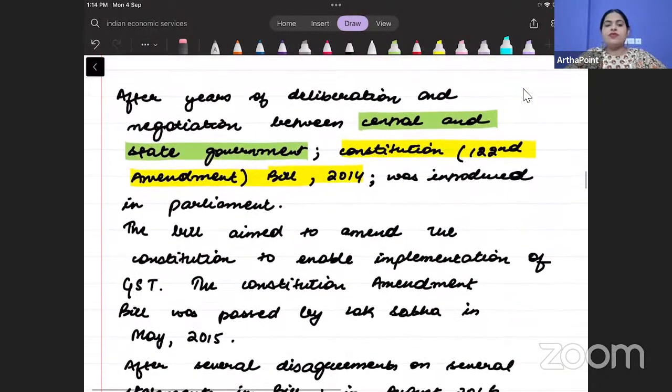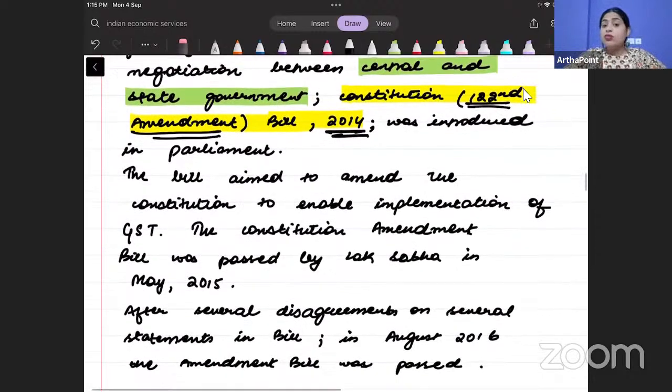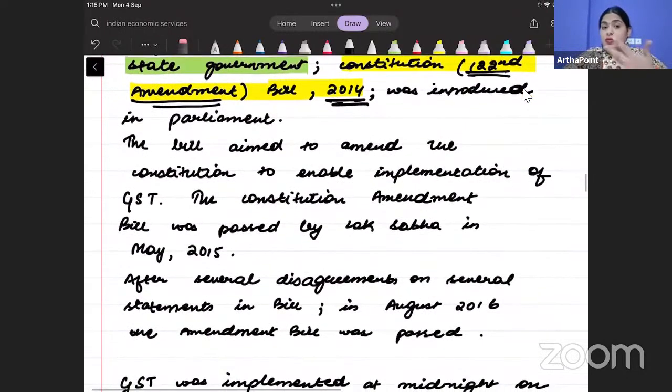Okay, come further. After years of deliberation and negotiation between center and state, Constitution finally passed a bill in 2014. So that bill was known as beta 122nd Amendment. So ये जो Constitution bill था, it was passed in 2014, right? What was the aim of the bill? The aim was to implement GST.